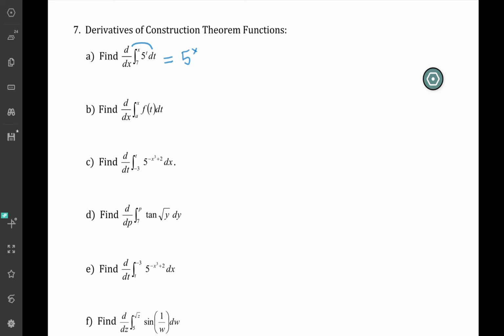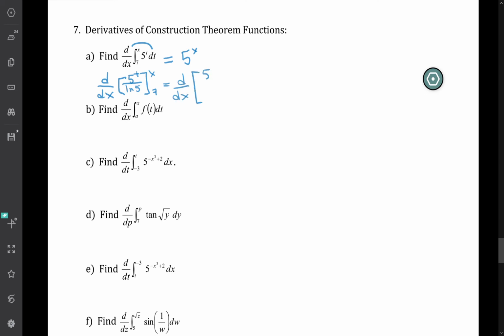If you need to walk yourself through and convince yourself, this one, they aren't all, but this one is deliberately built so that we can do that. So if I want to find the antiderivative of 5 to the t, it's 5 to the t over the natural log of 5. And then I'm supposed to evaluate at 7 and x. So I'm taking the derivative, when I get all done, of 5 to the x over the natural log of 5 minus 5 to the 7 over the natural log of 5.